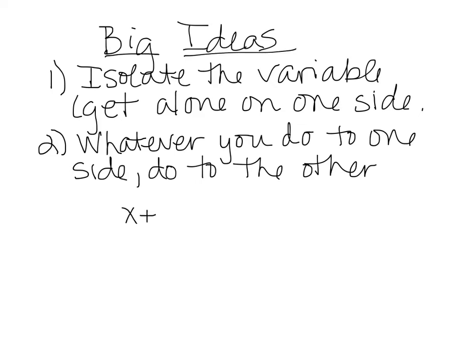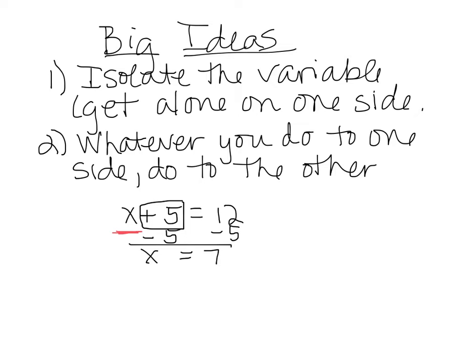Let's go to our example. X plus 5 equals 12. Well, if I'm trying to isolate the variable, I first have to find the variable. Then I say, what is going to get rid of plus 5? If I want to undo plus 5, I subtract 5. And I find out that x is equal to 7.